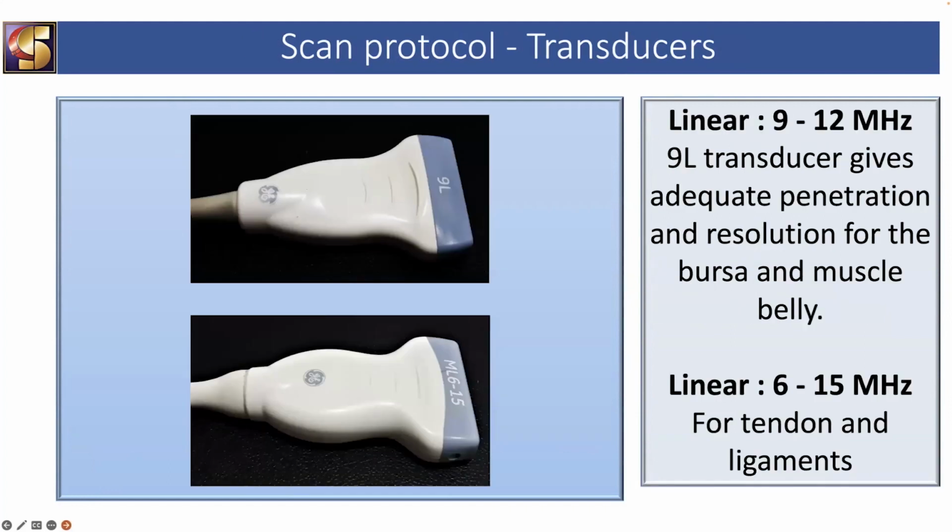And I prefer these two transducers. One is the 9L transducer, which gives adequate penetration and resolution for the bursa and the muscle belly of the popliteus. And this 6-15 megahertz matrix probe is for all the tendons and the ligaments.